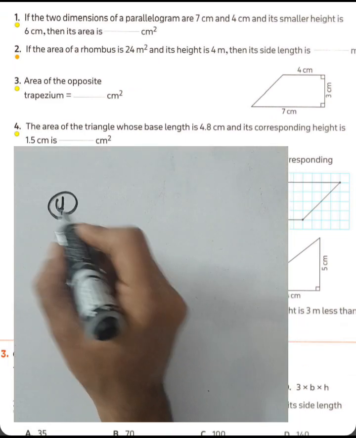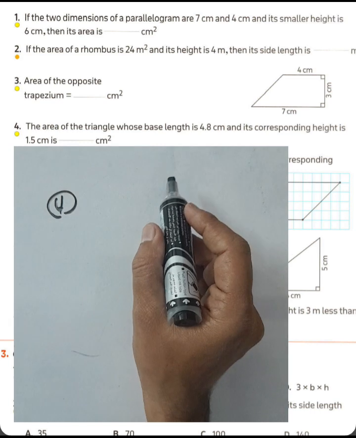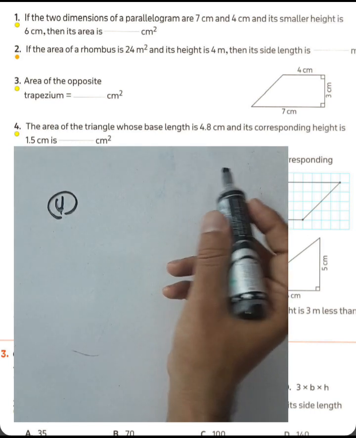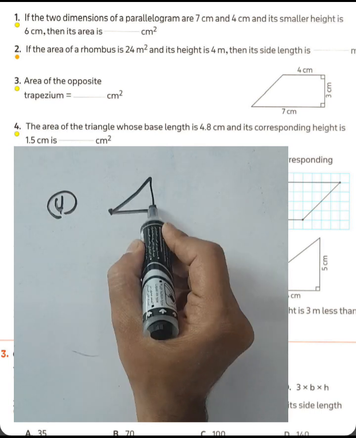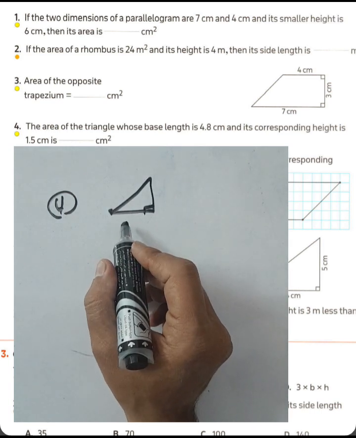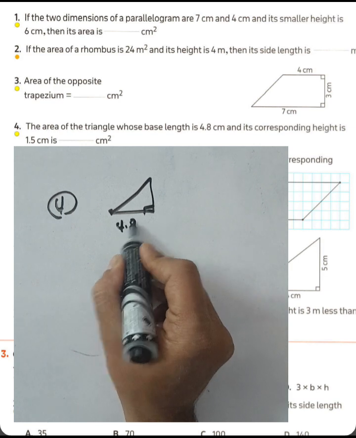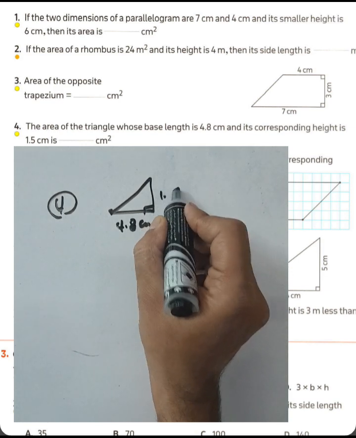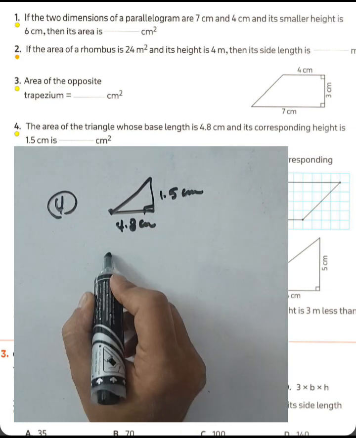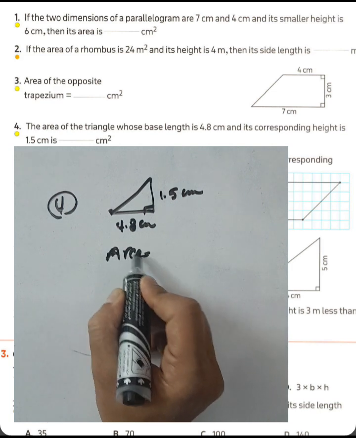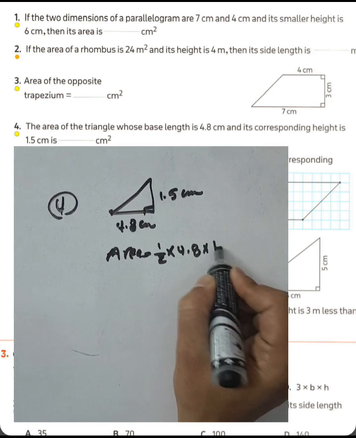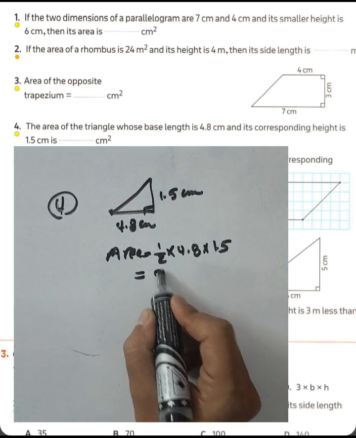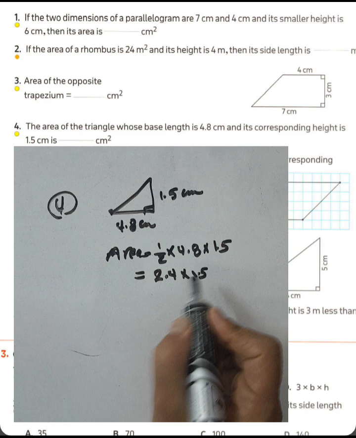Question number 4. The area of a triangle whose base is 4.8 centimeter and its corresponding height 1.5 centimeter. Okay, we have a triangle. He gave us the base was 4.8 centimeter, corresponding height was 1.5 centimeter. Then we can find the area. It will be half product by the base product by the height. The result will be 2.4 product by 1.5.